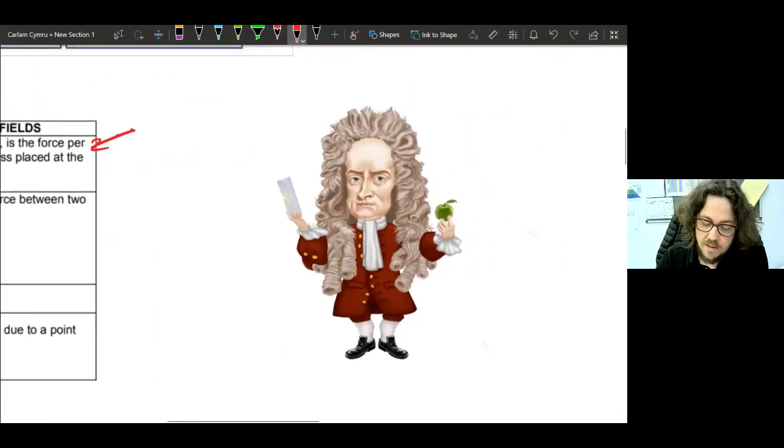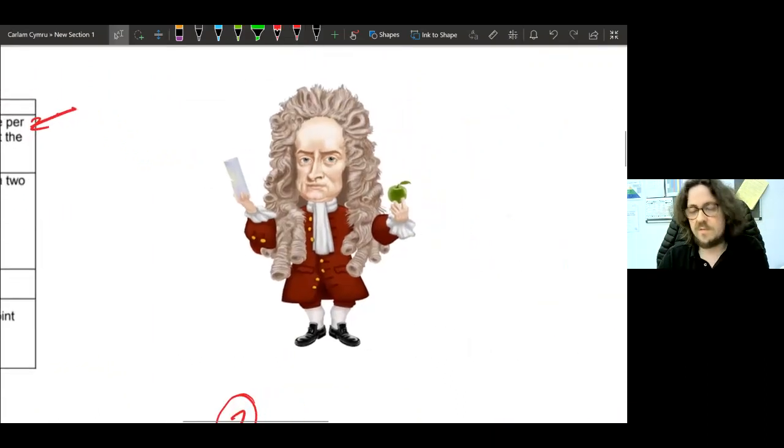Okay. Now, it would be remiss of me to talk about gravity without mentioning, before we get to gravitational field strength, that I think you've got to have an appreciation of what a remarkable discovery the theory of gravitation is. Because up until the point when Newton helped us to understand gravity, it was just always assumed that things fall down. Things just fall down. That's just the way it is. It's the way it has always been.